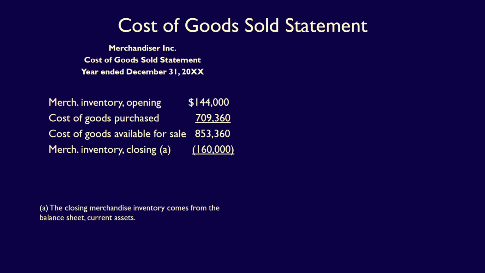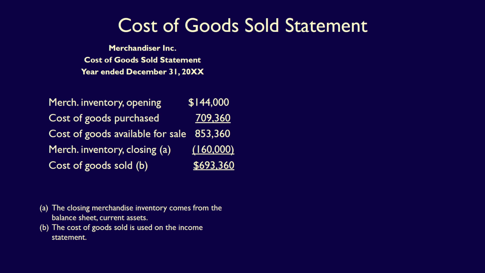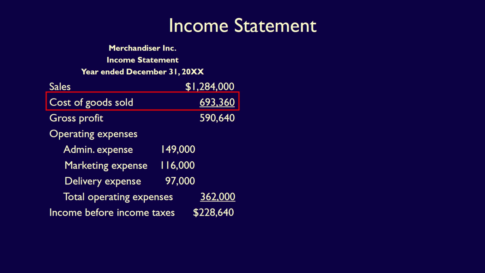By deducting it from the cost of goods available for sale, we get the cost of goods sold, $693,360. This is the value of all the inventory sold during the period, which is the amount we used on the merchandiser's income statement as the cost of goods sold. We've calculated the cost of goods sold for the income statement of a merchandising organization. Don't forget, this is the amount of inventory that has been sold during the period to customers.